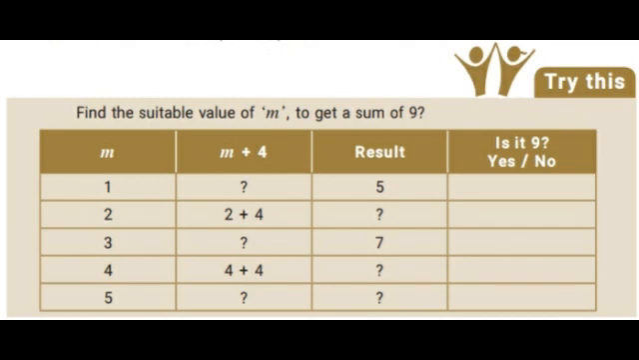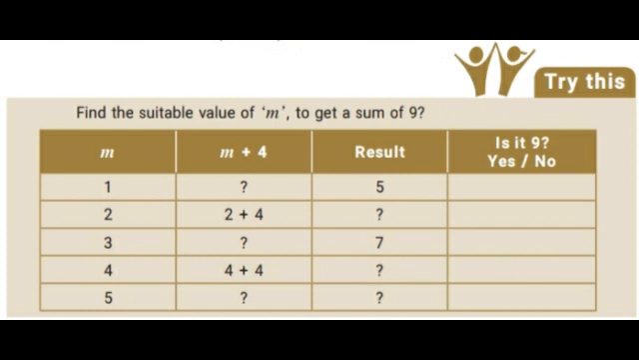Shall we try one now? Okay, my dear students, be ready with your book. Find the suitable value of m to get the sum of 9. That means the answer will be 9. We have to find the value of m. So we have a tabular column. The first column represents m values. The second column represents m plus 4. Then the result. Last, whether it is equal to 9 or not. Likewise, it is given.